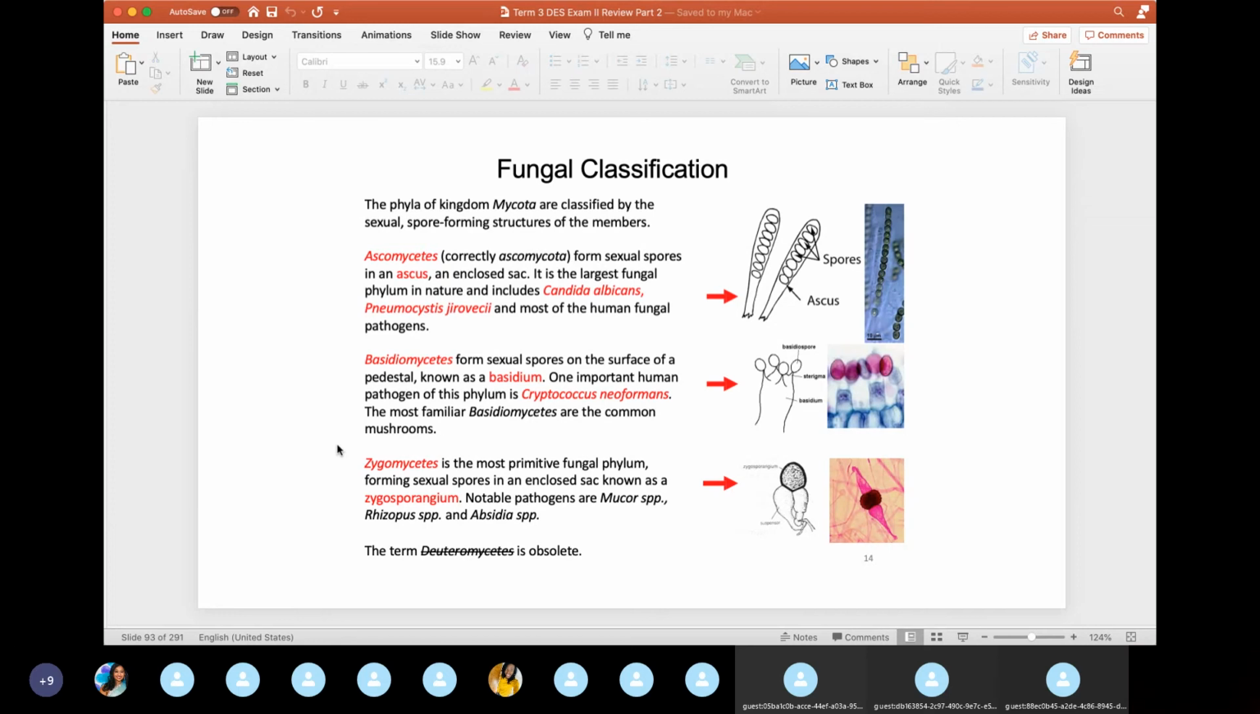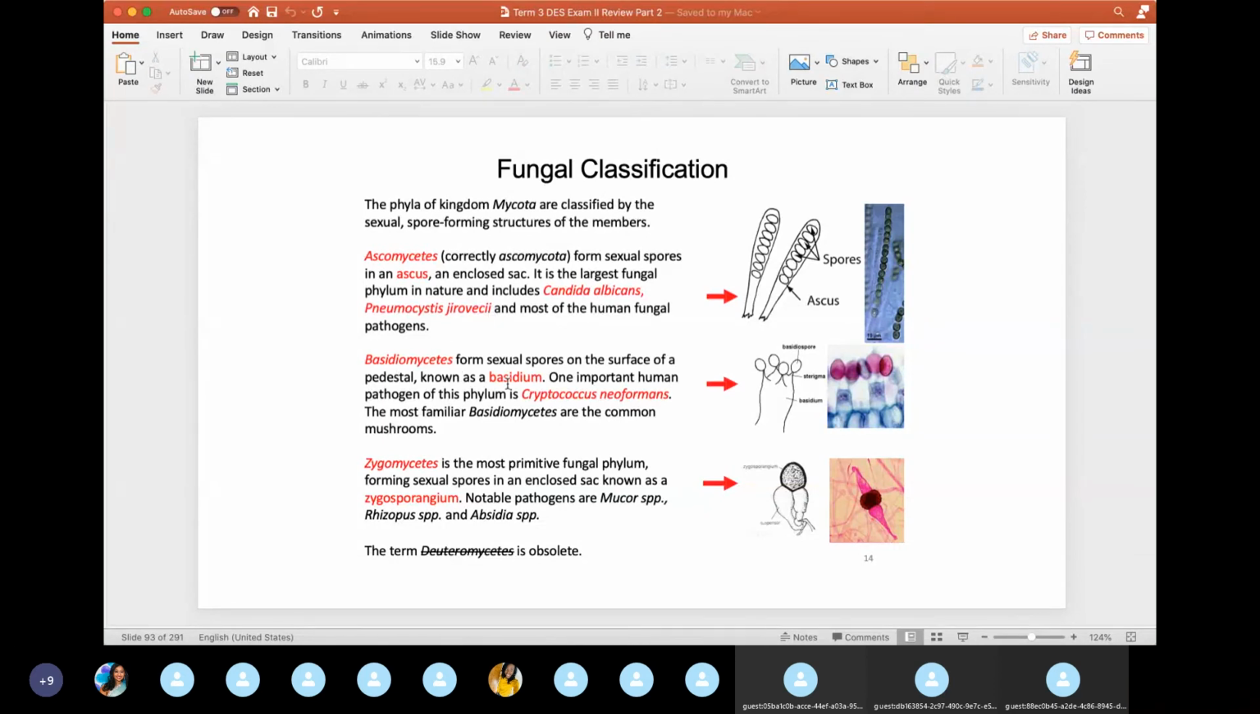They form sexual spores in what? In an enclosed sac. High yield is Candida albicans. Most common cause of yeast infection in humans is Candida albicans. Pneumocystis jirovecii is the most common cause of pneumonia in AIDS patients, especially if their CD4 is less than 50.